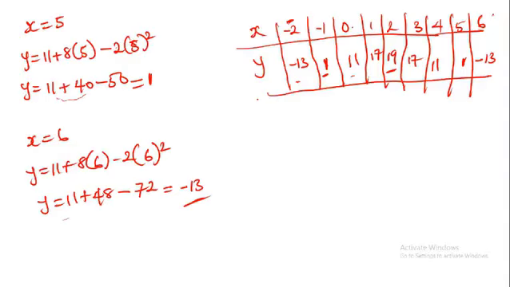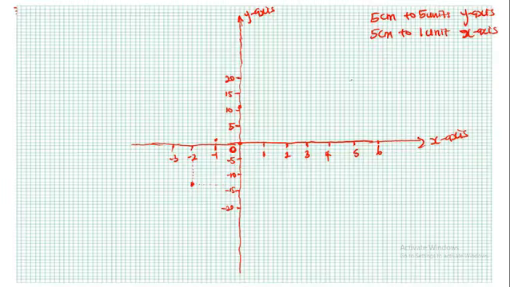Okay. When x is 1, y is 17. 15, 16, 17. So you trace it, and then join it to this point. Bring it down to 1. Okay. So this is the point.